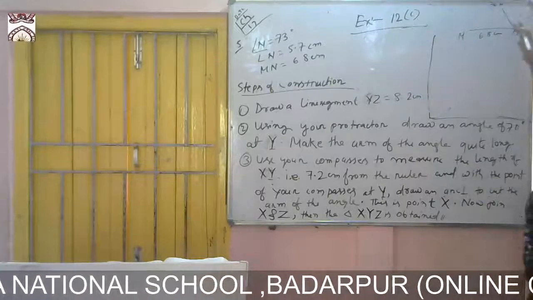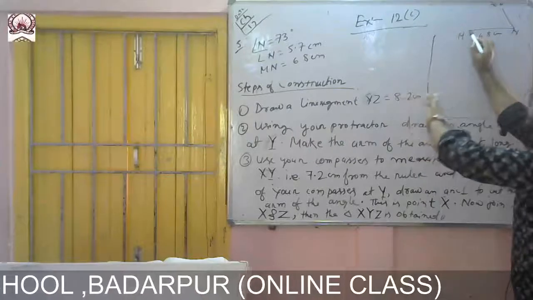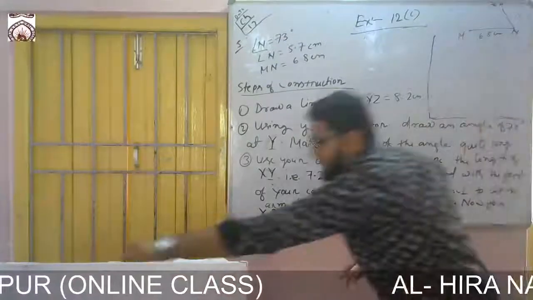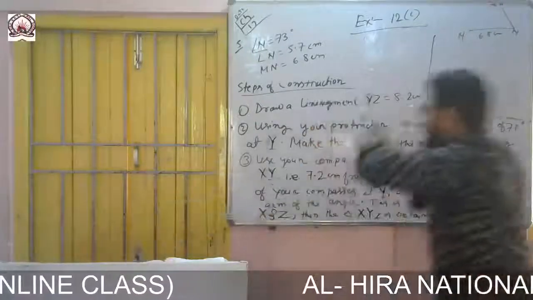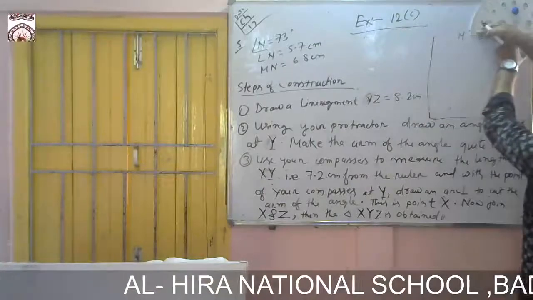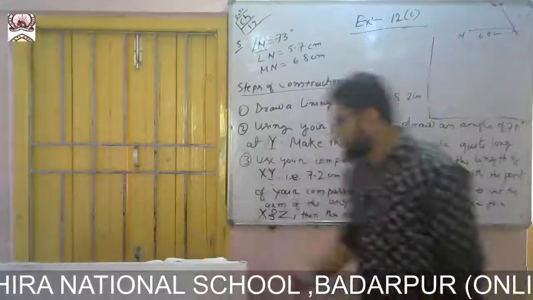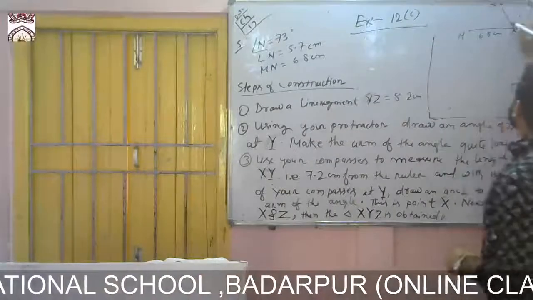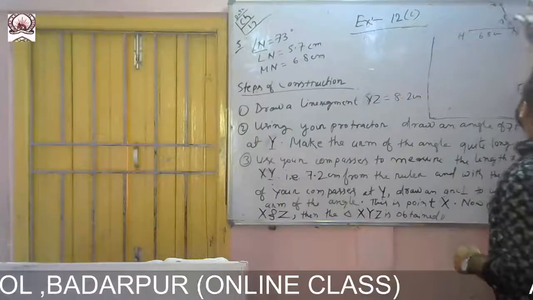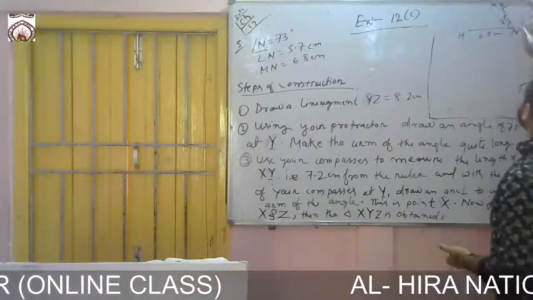Now I shall draw in this way. If you want to draw a left-side angle, then you measure on the protractor from right to left, and if you take the other side, then you measure from left to right. Okay, 73 degree. Now this is MN, this is LMN.